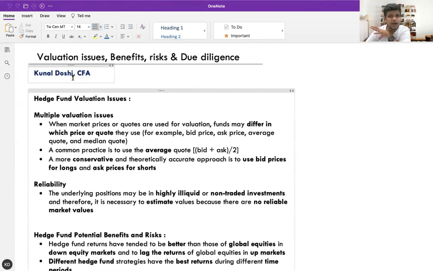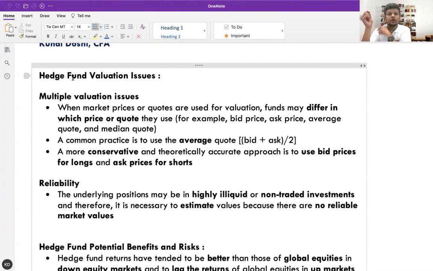Now, hedge funds invest in securities, right? So the problem with the valuation issues of securities is that when I do the calculation of the valuation of hedge funds investment, should I take the bid price or the ask price of the investments? Okay, that's the confusion. Because the bid price and ask price may have big difference, if the securities are not listed, the bid ask spread will be higher. So should I take bid or ask? Some people take the average and some people take bid for long positions and ask for short positions. Clear? So those are the issues that hedge funds do have when it comes to valuation.